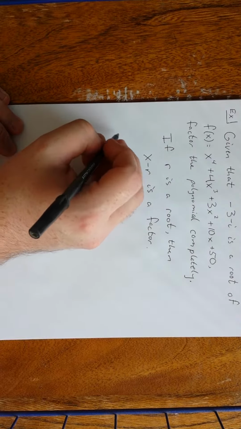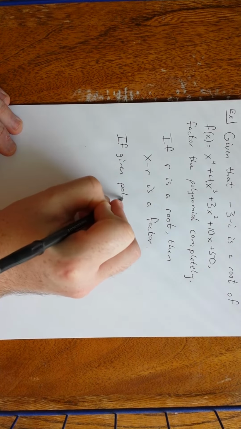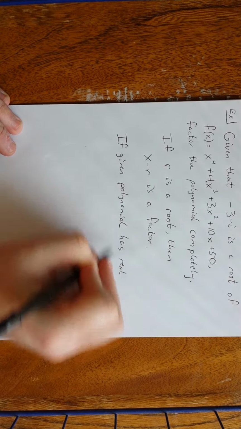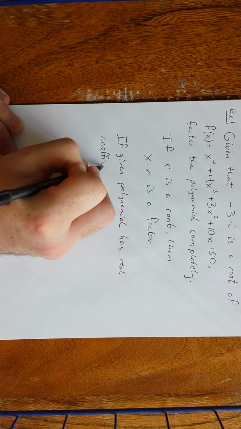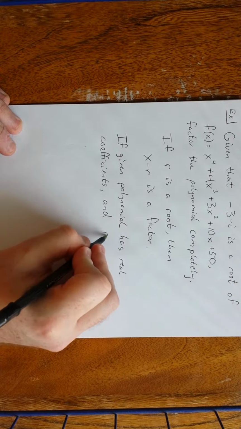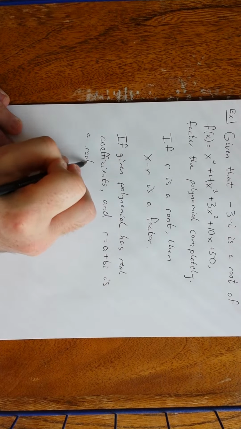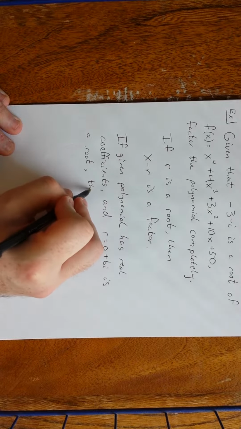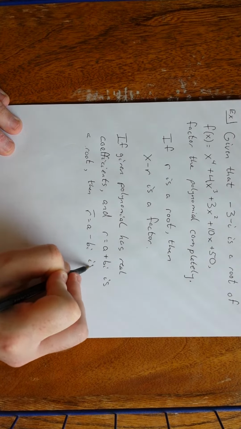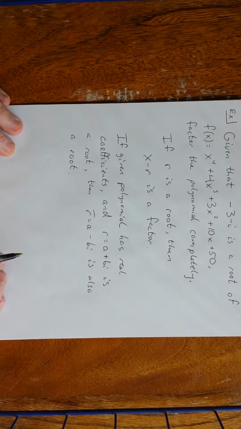Something I want to mention about complex roots. If the given polynomial has real coefficients, and r equals a plus bi is a root, then the complex conjugate is also a root. Then r equals a minus bi is also a root. That's a couple things we're going to be using to our advantage here.